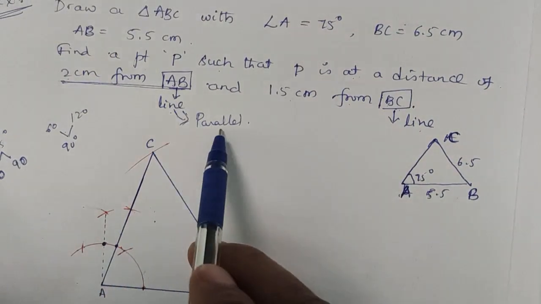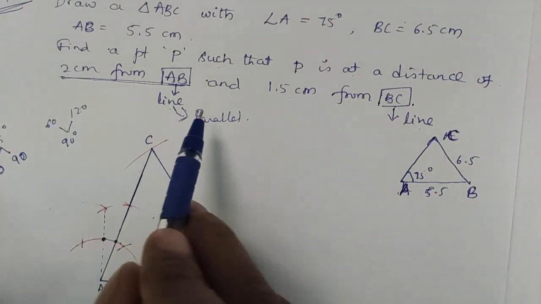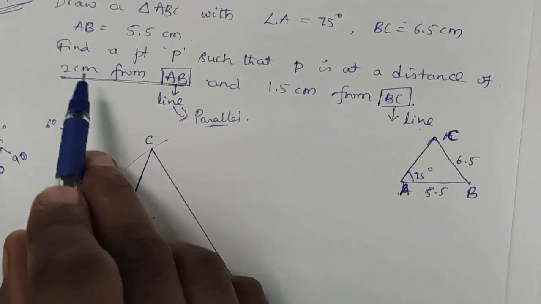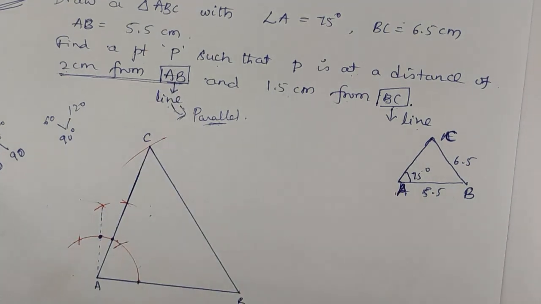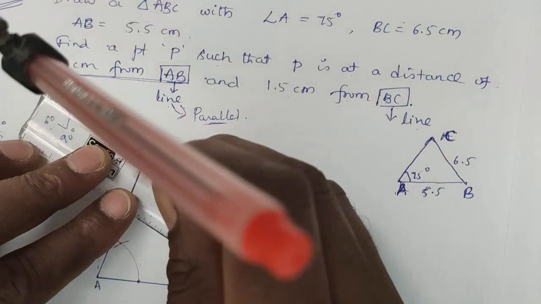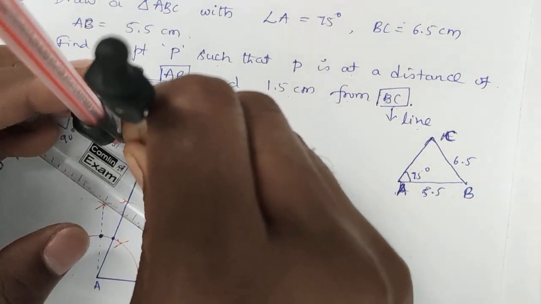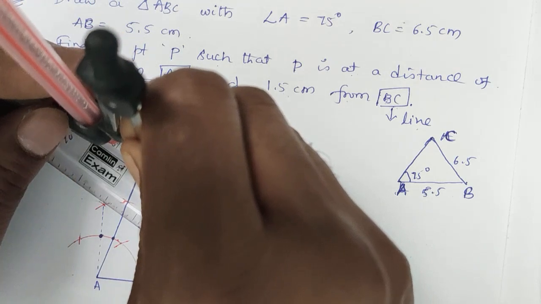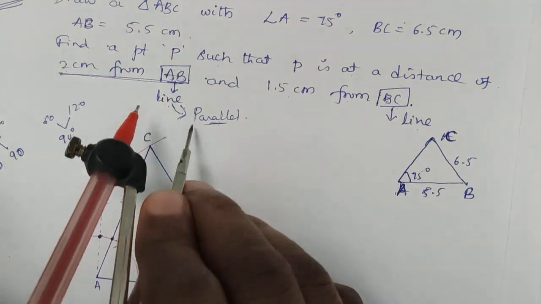For which line parallels? AB line. How much? 2 centimeter parallel for AB. Its meaning is for AB, 2 centimeter parallel. We'll take 2 centimeter measurement on the ruler. Look, 2 centimeter is taken here. After taking 2 centimeter for AB, they told for AB to draw parallel.